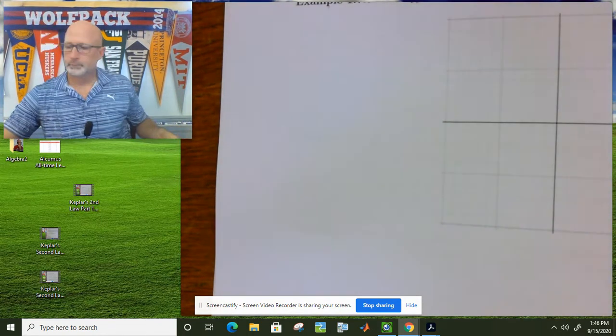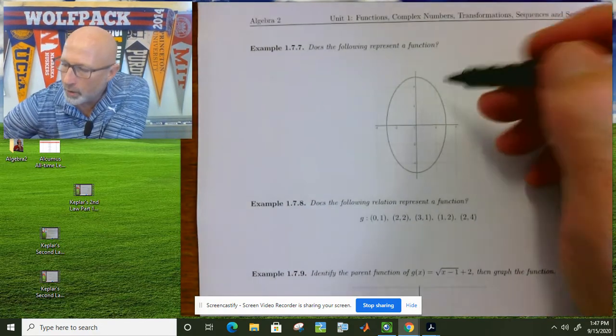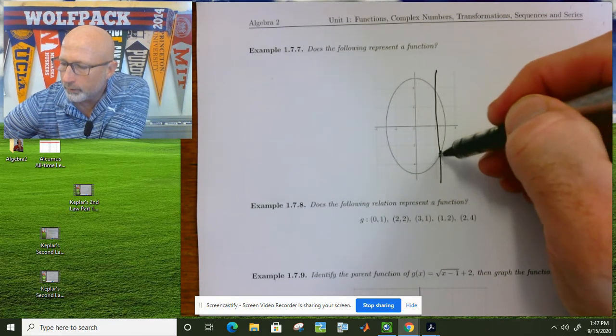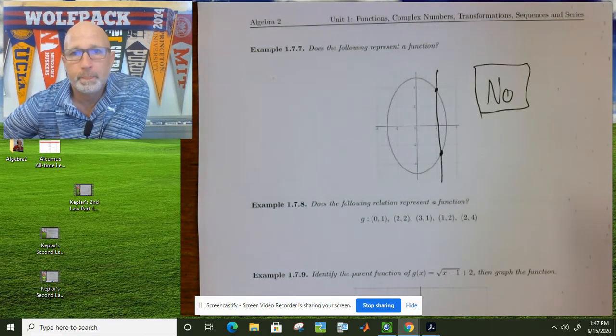Okay, next page. Okay, so here you have this ellipse, and if you draw in a vertical line there, you see it crosses there and there. So no, this is not a function.